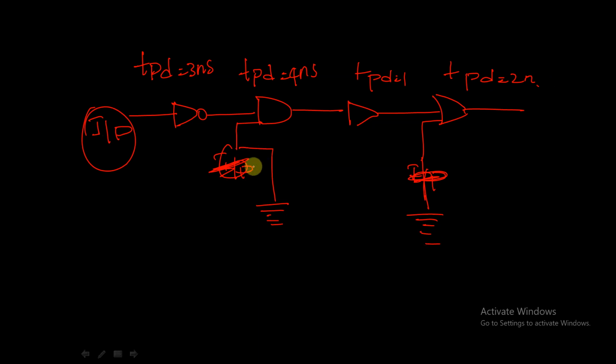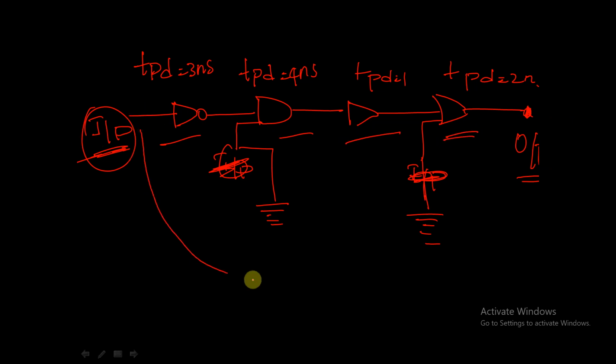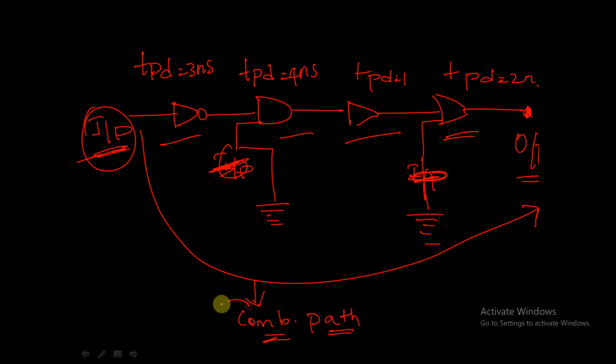So at what time will we get the output in this case? After how much time is our output obtained? The input should flow through all these gates, the NOT gate, AND gate, buffer, and OR gate, and it will reach the output. So this is a path. This is called a combinational path, because only combinational circuits are involved.